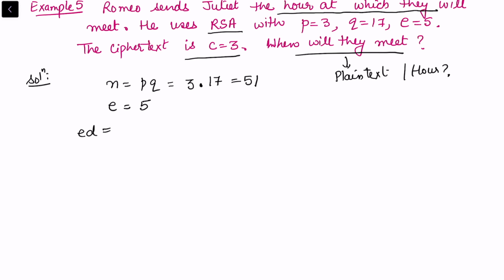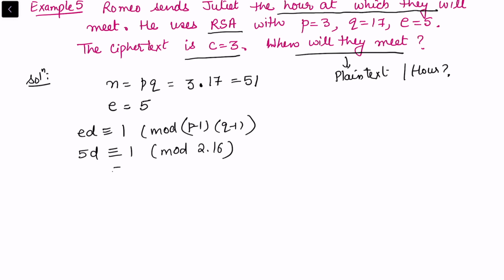So ED is congruent to 1 mod (P minus 1) into (Q minus 1). So this is congruent to 1 mod 2 into 16, or so from here we can get 5 into D, that is congruent to 1 mod 32. Now using the same standard method, I'll calculate D is equal to 13.